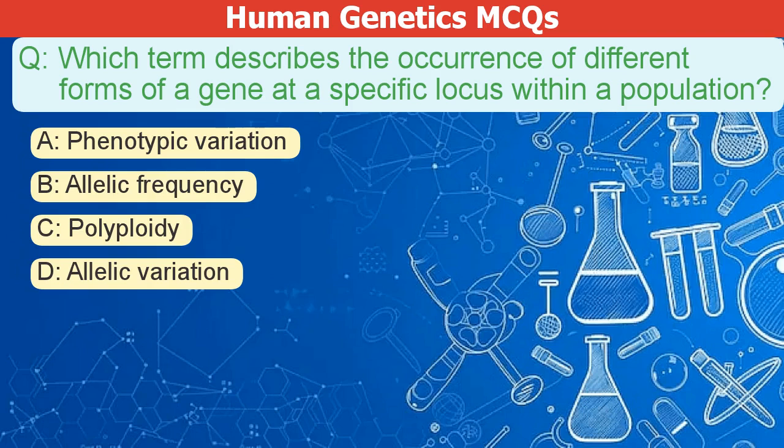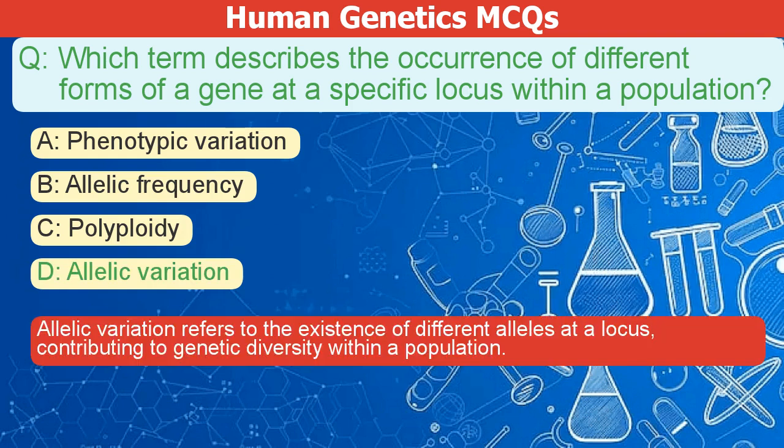Which term describes the occurrence of different forms of a gene at a specific locus within a population? A. Phenotypic variation. B. Allelic frequency. C. Polyploidy. D. Allelic variation. The correct answer is D. Allelic variation refers to the existence of different alleles at a locus, contributing to genetic diversity within a population.